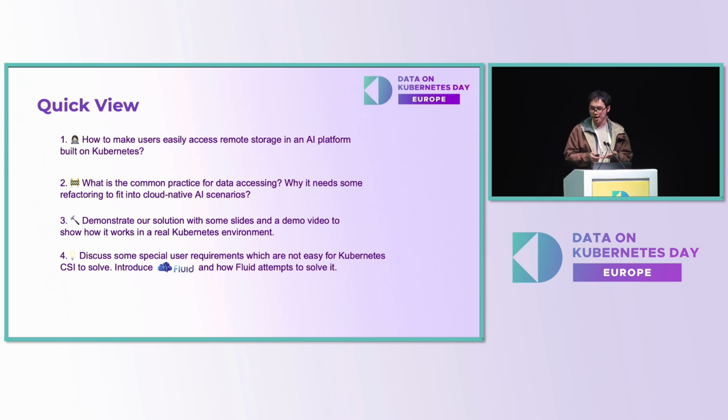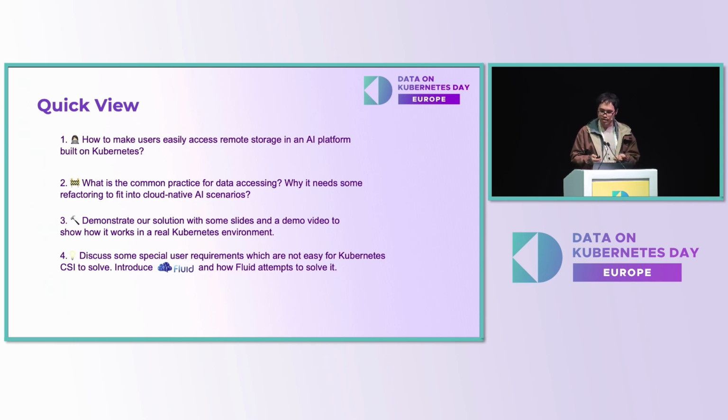Our topic today will be divided in 4 parts. The first part is a scenario part. We will ask questions like how to make users easily access remote storage in an AI platform. The AI platform is probably built on Kubernetes. And the second part is the problem part. We will present some problems like what is a common practice for data accessing and why it needs more refactoring to fit into cloud-native AI scenarios.